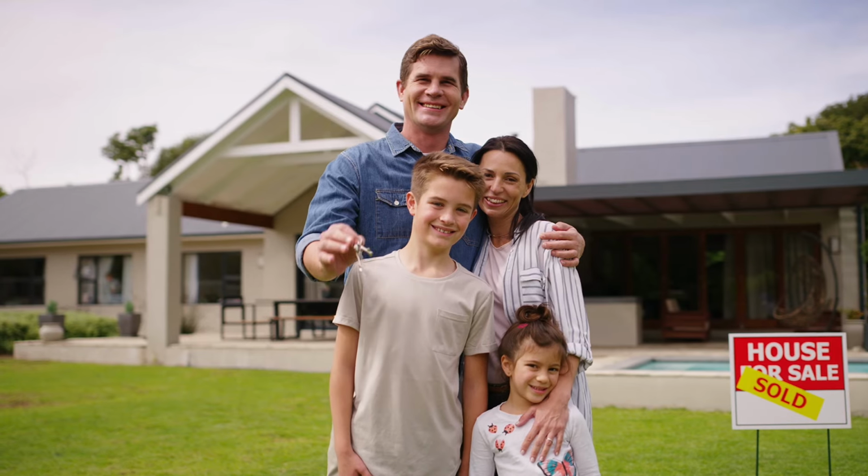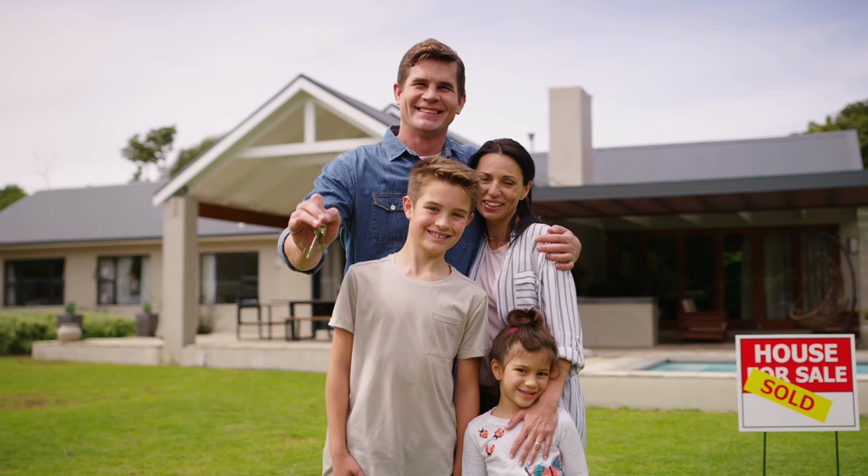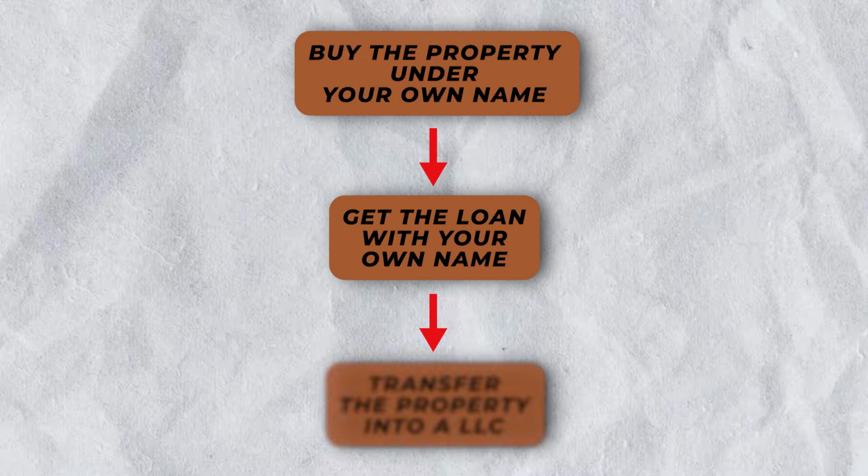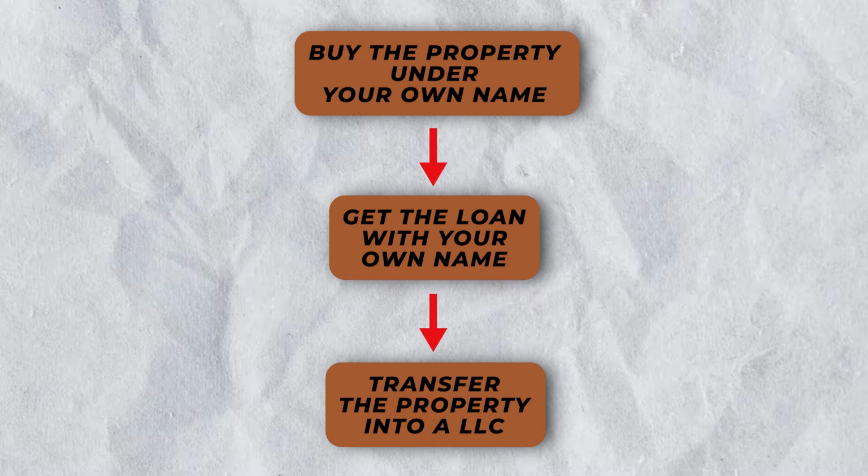They usually want you to buy the property under your own name and get the loan under your personal name first. Now that being said, what a lot of investors do is they buy the property with their own name, get the loan with their own name, then a few months down the line, they transfer that property into the LLC anyway without telling the lender. Technically, lenders don't like it and they don't allow it, but in reality, as long as you keep making your payments, then they usually don't care.